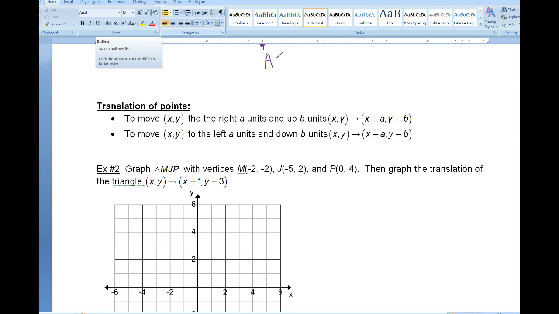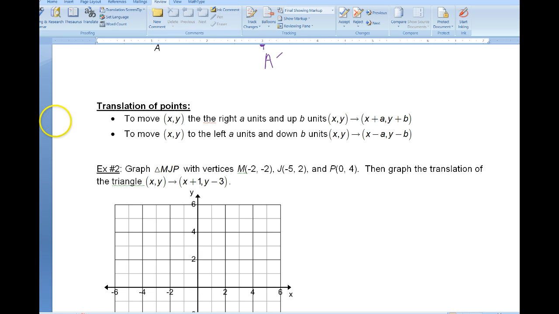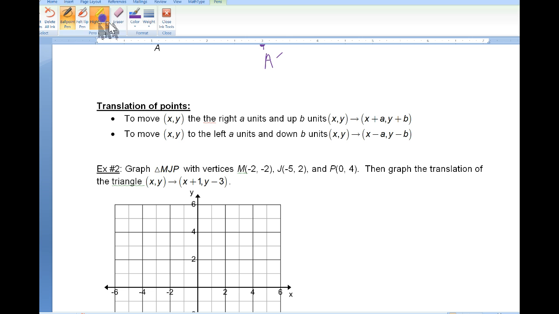Okay, so on the coordinate plane, what does this look like? When you translate a point, if you move a point to the right, you're going to add to the x coordinate. If you move something up, it's going to be plus b to the y.